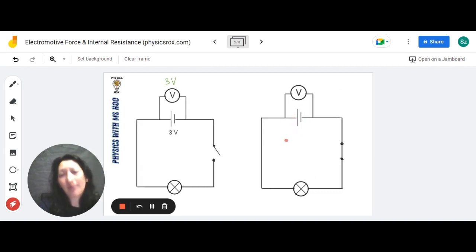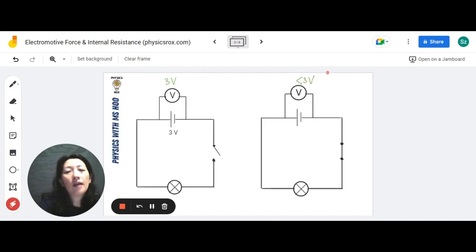So the older the battery, the more you've used it, the longer you use it for, then because it's gone through more chemical reactions, a lot of chemical reactions to produce the current, the higher the internal resistance is, and then the lower the voltage provided would be. So I'm just going to write here, it's going to be less than 3 volts.